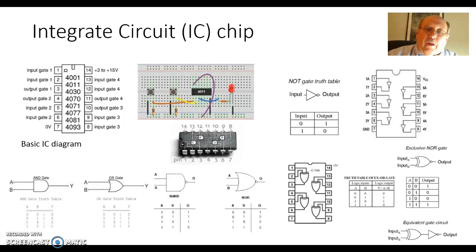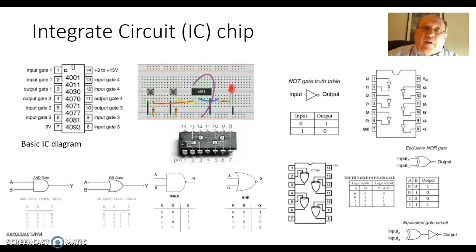So if we go and look at the AND gate with its truth tables, you can see that when you have a 0 and a 0, you get a 0 with an AND gate. When you have a 0 and a 1, you get a 0 with an AND gate. When you have a 1 and a 0, you get a 0 with an AND gate. And when you have a 1 and a 1, that's when you get a 1 or a true.